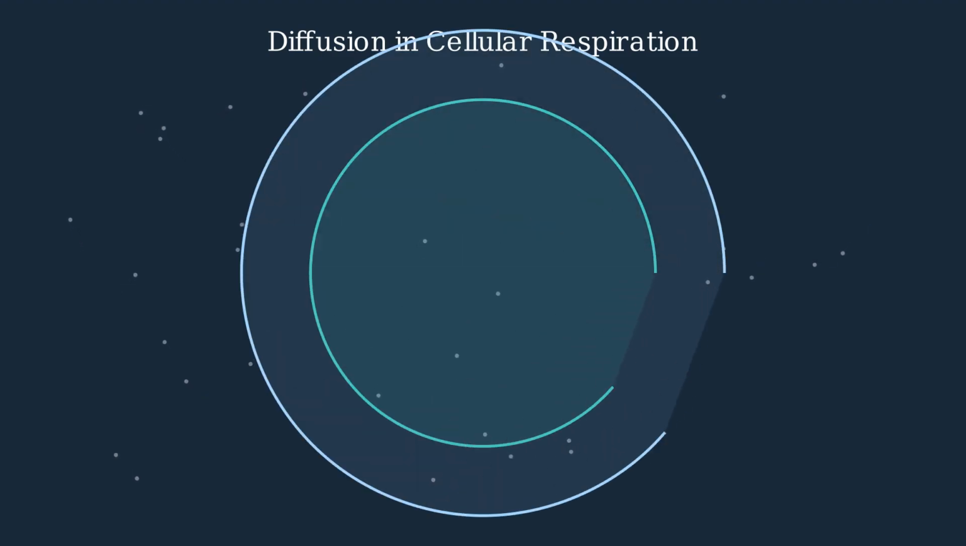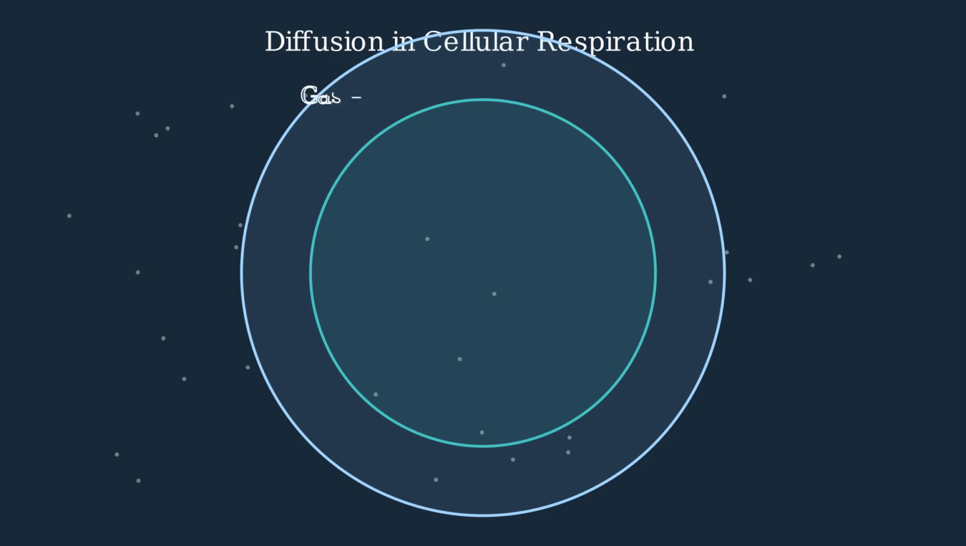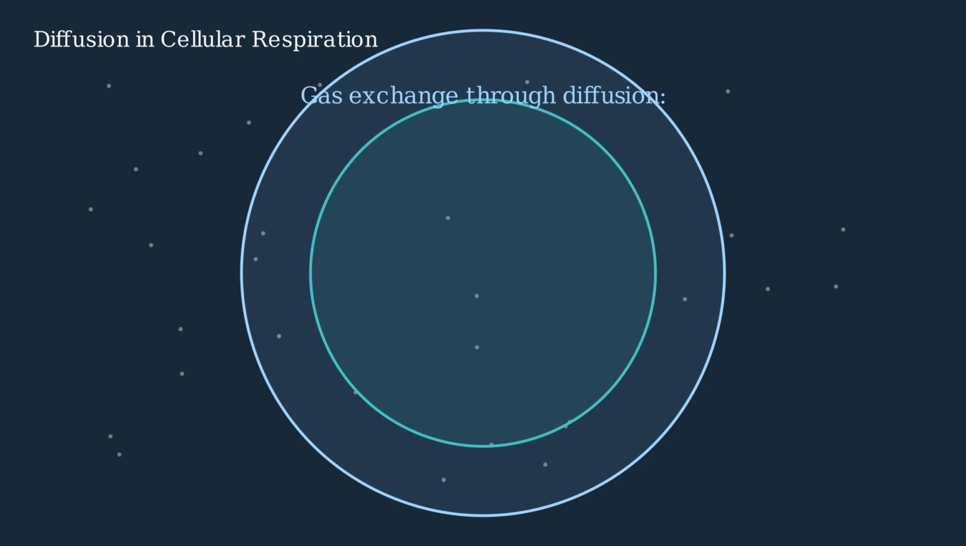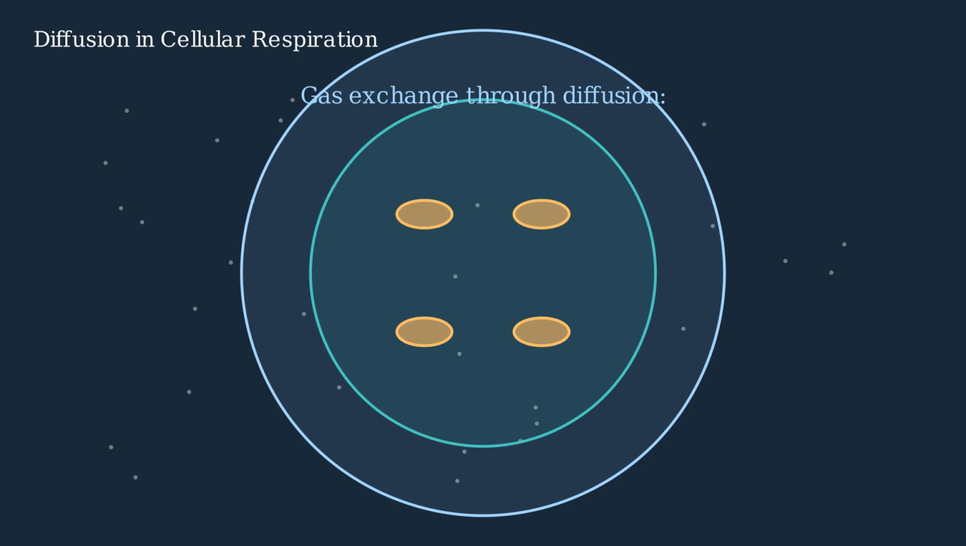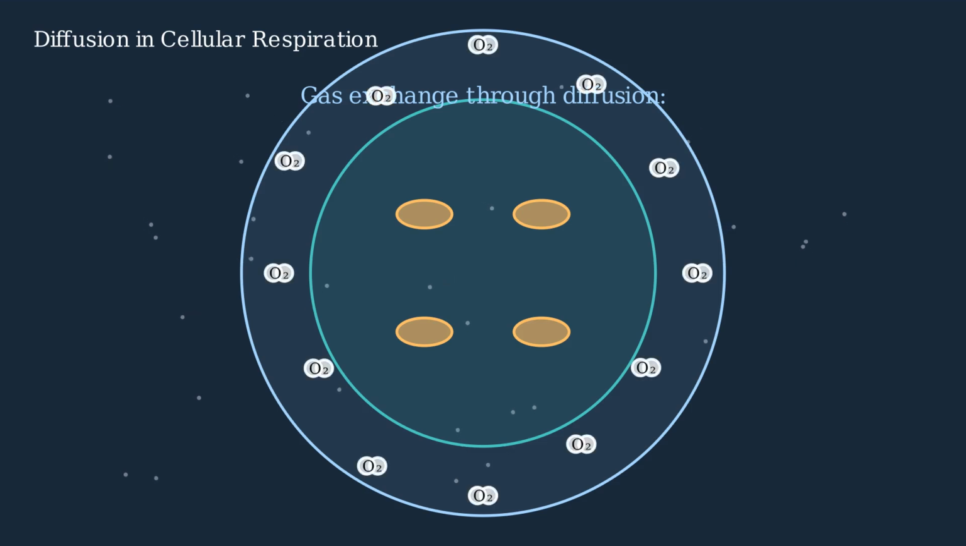Cellular respiration depends heavily on diffusion for gas exchange between cells and the bloodstream. Cells are surrounded by blood vessels that carry oxygen and remove carbon dioxide. In this gas exchange system, diffusion drives the movement of molecules across the cell membrane. Inside cells, mitochondria are the primary sites of cellular respiration. The bloodstream maintains a high concentration of oxygen molecules around the cell. Meanwhile, cellular respiration within the cell produces carbon dioxide.